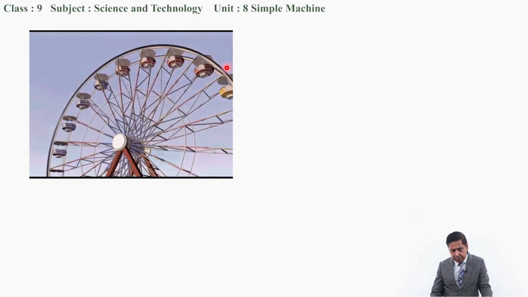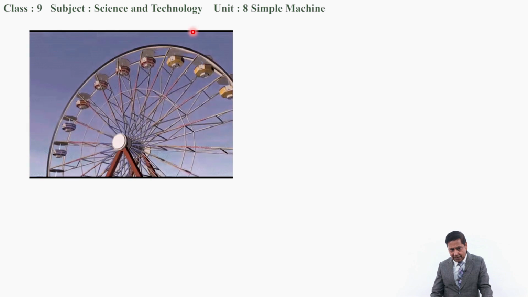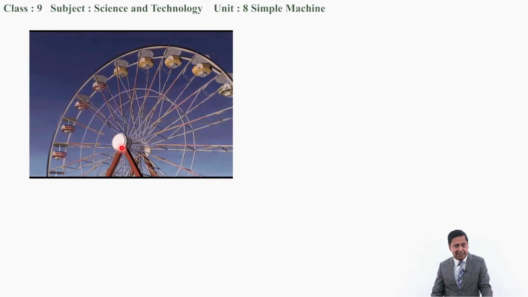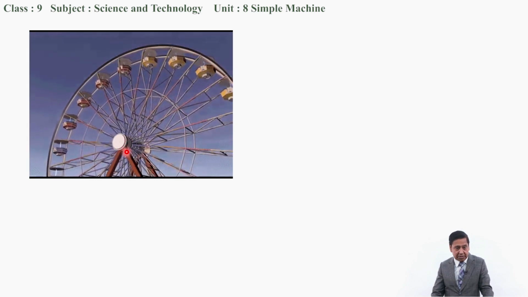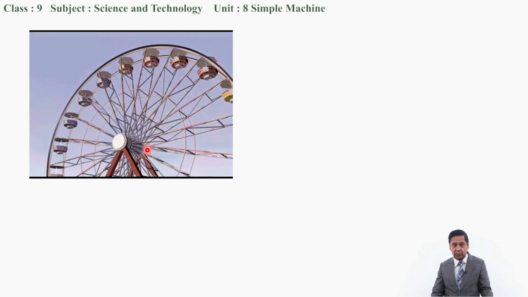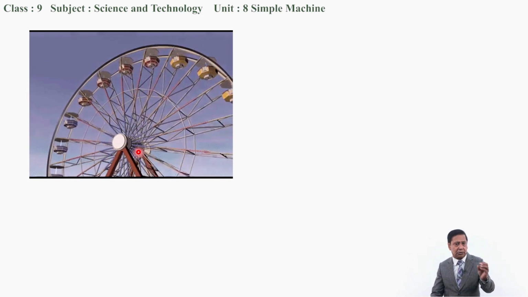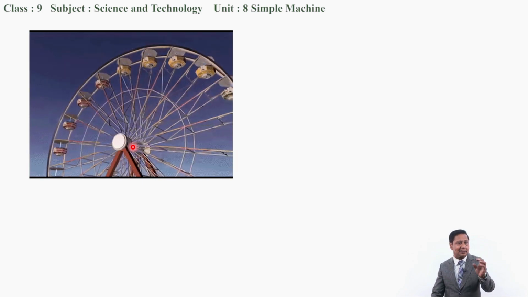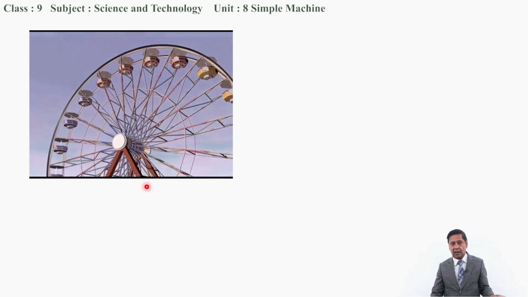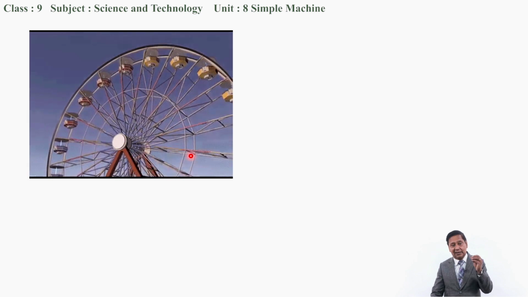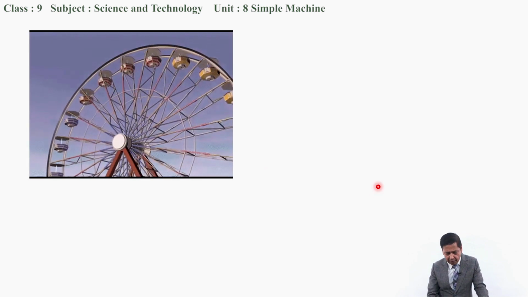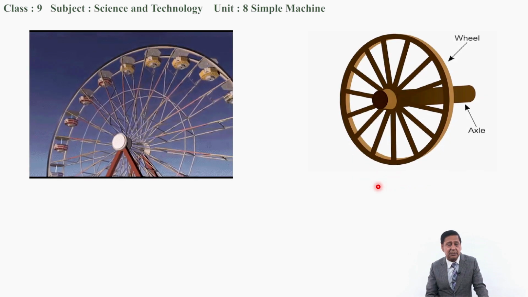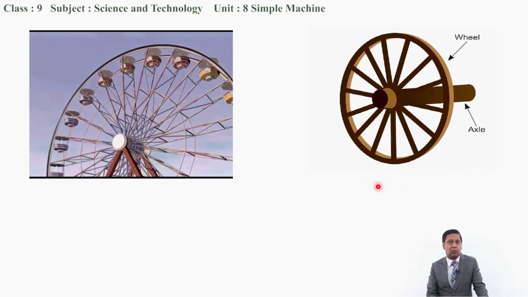Here, the big wheel is called wheel, but its axle is at the center. And the axle is rotating, and the axle rotates because of an electric motor. The electric motor is used to rotate the axle that rotates the wheel. And we enjoy this in different fairs also. Now, let's talk about another example. This is another example. This is a cartwheel.